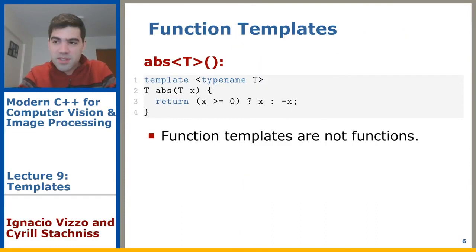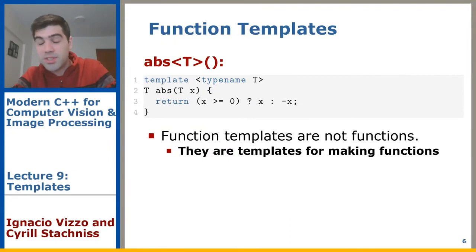So we will rewrite the absolute value function, but using a template type. This means that it can operate on any sort of data because the implementation is actually the same, no matter if this is an integer, floating point, double, long, character, you name it. And here you see these four lines. Most people will say this is a function, but this is not a function, right? Function templates are not functions. They are templates for making functions. That is different, right? And actually you don't pay for what you don't use.